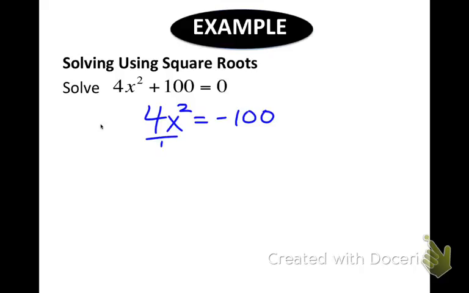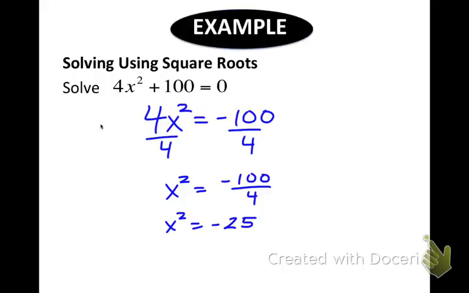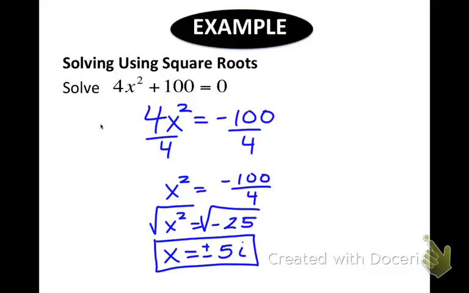Divide by 4. So now I get x squared is equal to negative 100 over 4, which is negative 25. How do you undo a square? Square root both sides. In the past, we would write, no real solution, I'm done. But the square root of negative 25 is 5i. What must we remember in our answer? Plus or minus, because remember we said we have 2 imaginary solutions when the number underneath the radical sign is negative.